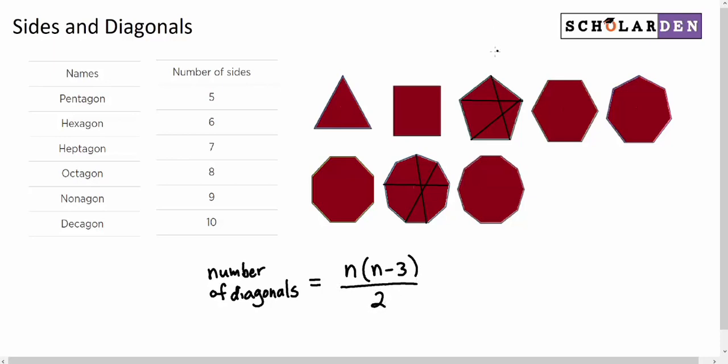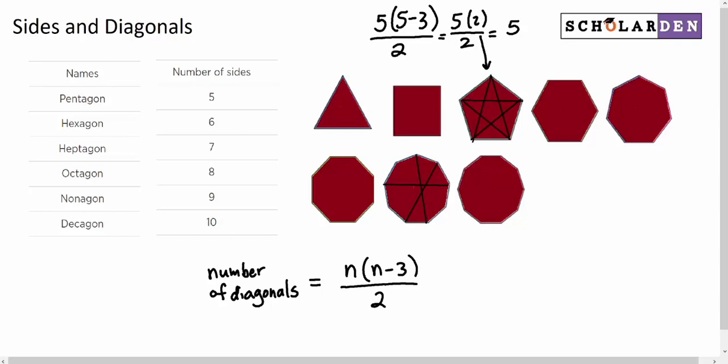So if we went up to this pentagon that I started drawing some diagonals on, and we asked how many diagonals were there, we would just put the number 5 in for n, and we'd get 5 times 5 minus 3 is 2, divided by 2 equals 5 total diagonals. And you can see I've already drawn 3 of them. Let's see if I can get the other ones. There'll be one from here to here, and one from here to here.